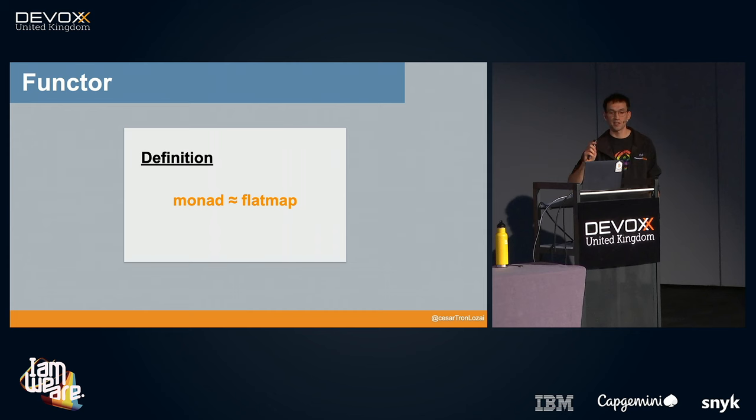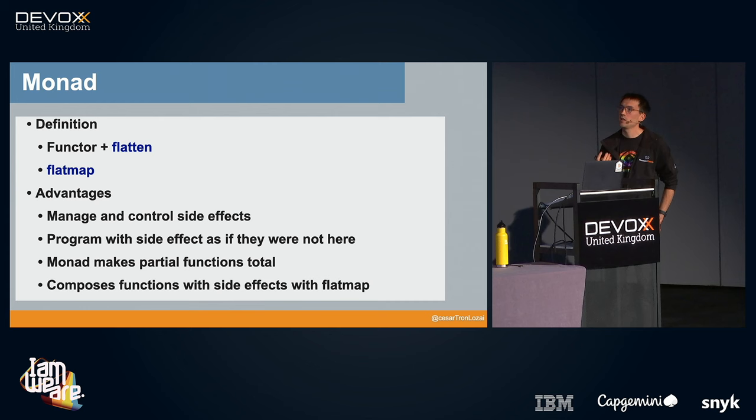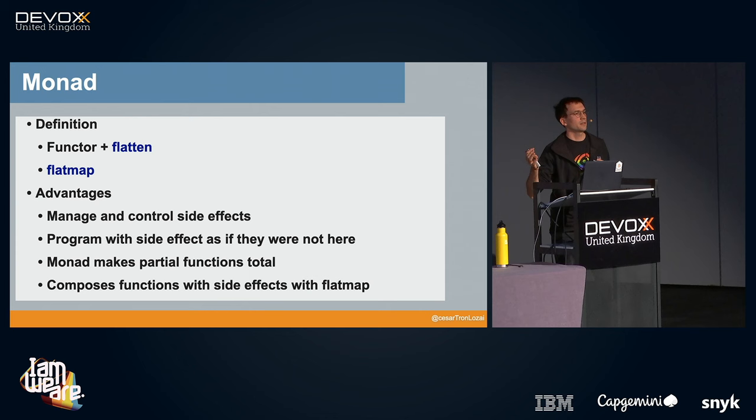Monad is flat map. Some examples of monads that you might have seen: Optional, Either, all of these are monads. Asynchronous processes like CompletableFuture and promises, all of these are monads that you might have been using all the time. So if we summarize monad, well, a monad is a functor with flatten, or it's just something with flat map. The two are equivalent definitions.